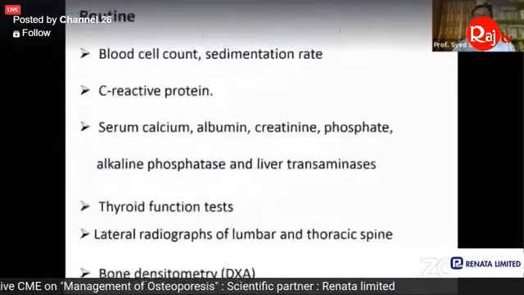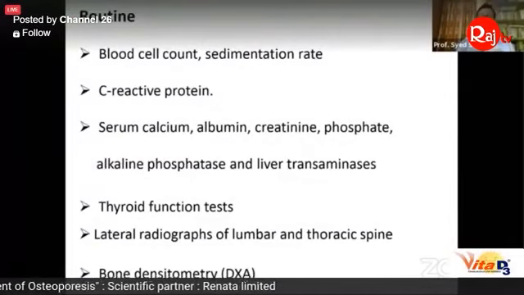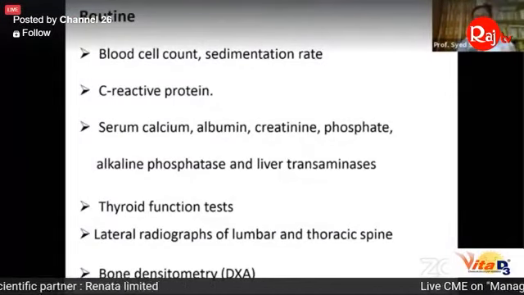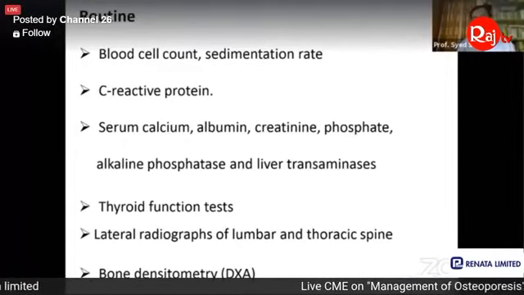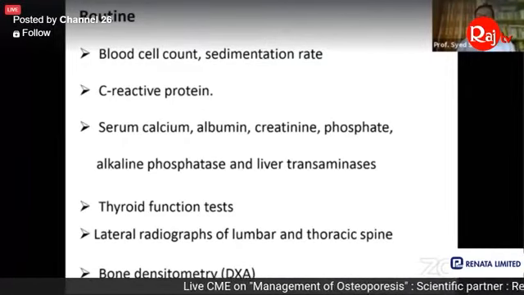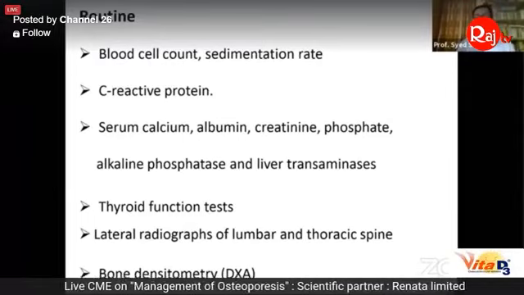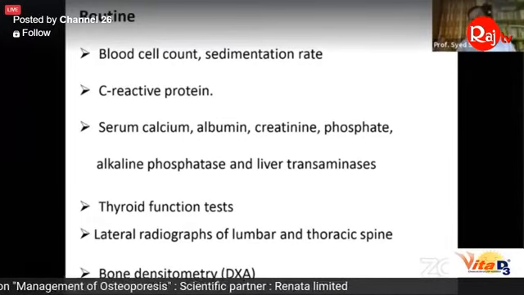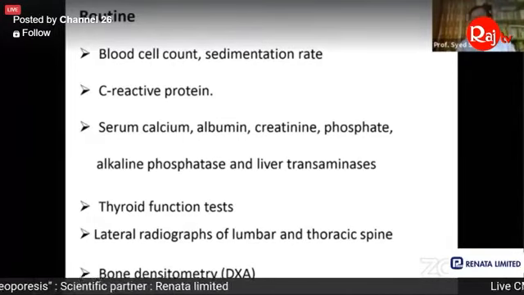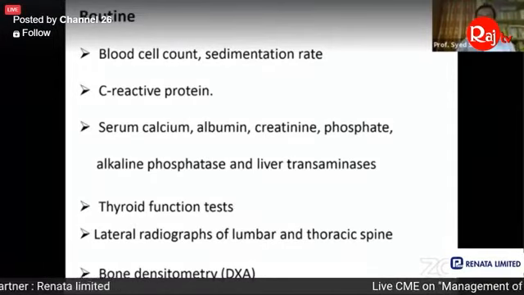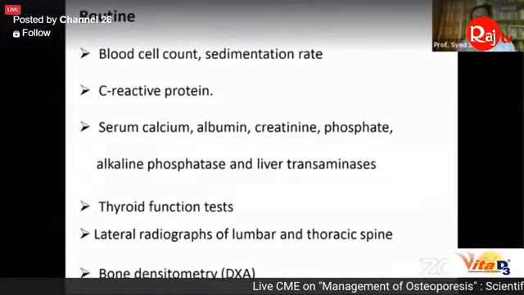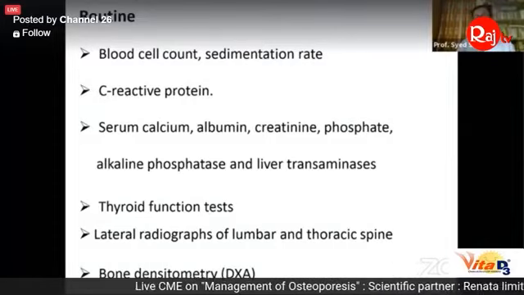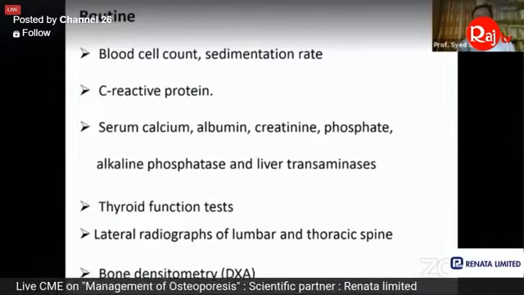For these reasons, we have to go for some routine investigations, especially blood count, sedimentation rate, C-reactive protein, serum calcium, albumin, creatinine, phosphate, alkaline phosphatase, and liver transaminase for the secondary causes of osteoporosis, and thyroid function test, and lateral radiograph of the lumbar and thoracic spine. And the standard is the bone densitometry.